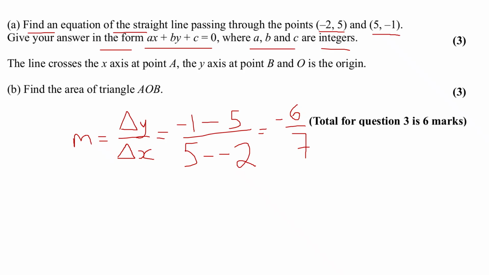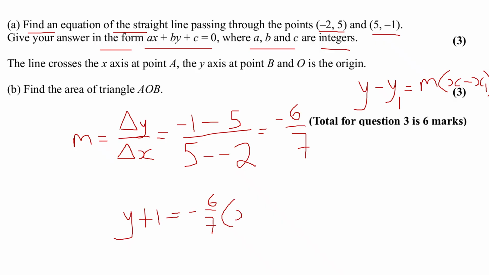I'm now going to use the formula this time: y minus y1 is equal to m times (x minus x1), where x1 and y1 are the coordinates of either point on the straight line. I'm just going to go for (5, -1). So y minus y1, so y plus 1, is equal to -6/7 times (x minus x1), which is our x coordinate, 5.